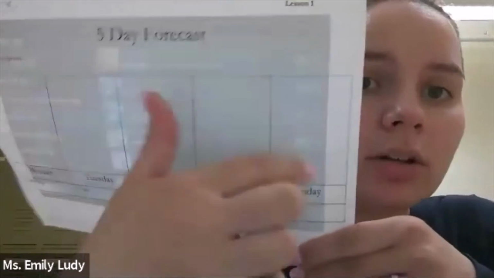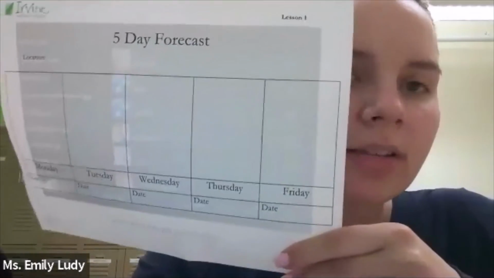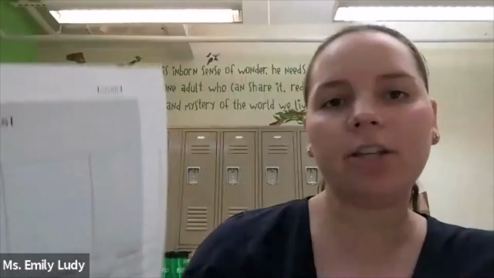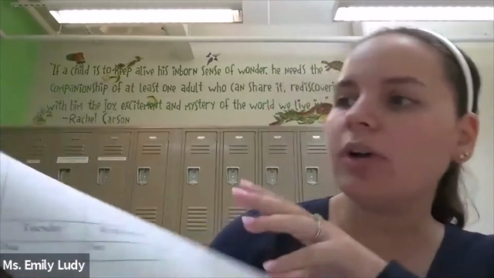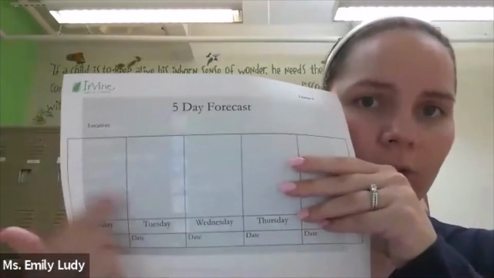Then you can either draw or write in and describe how you want your week to go. Let's say you're in a location that's really nice, like the Bahamas. You can write out what the temperature and the weather is going to be for all 5 days. You can have fun with it and make it whatever you would like. It is going to be your forecast.